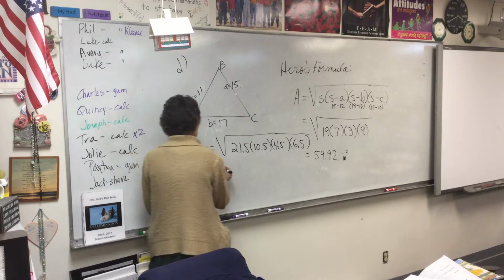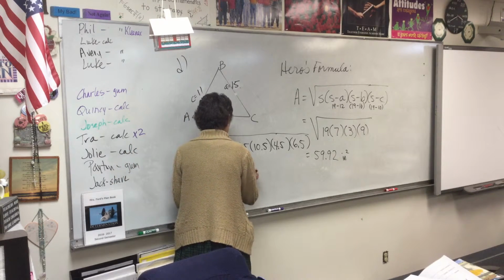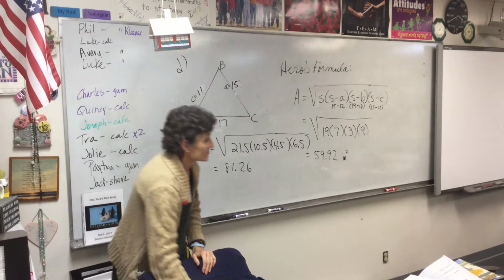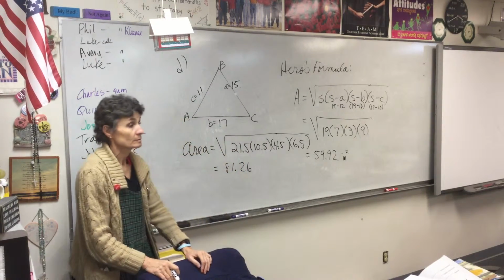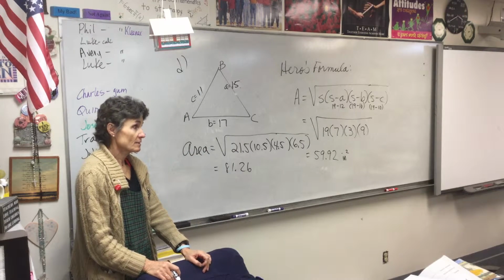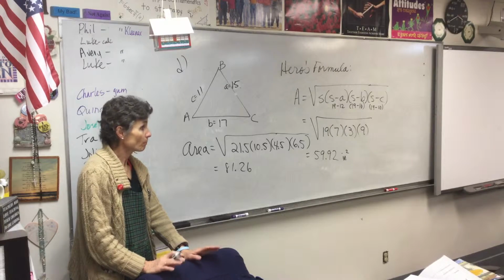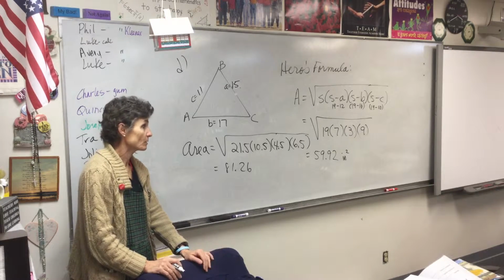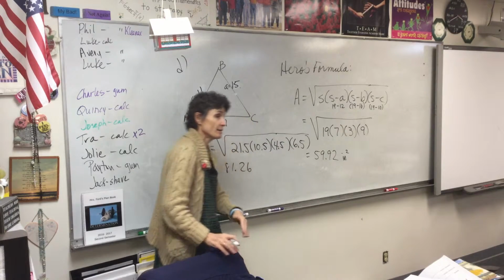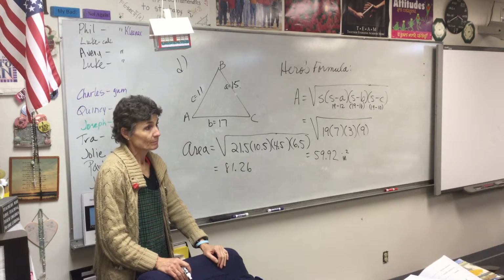I got 81.26. Is that okay? I'm telling you, this is pretty easy stuff. If you are paying attention and you're taking the time to learn semi-perimeter times semi-perimeter minus each side, you got this made in the shape.